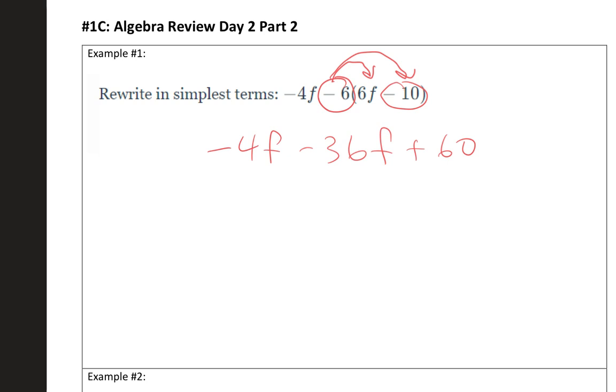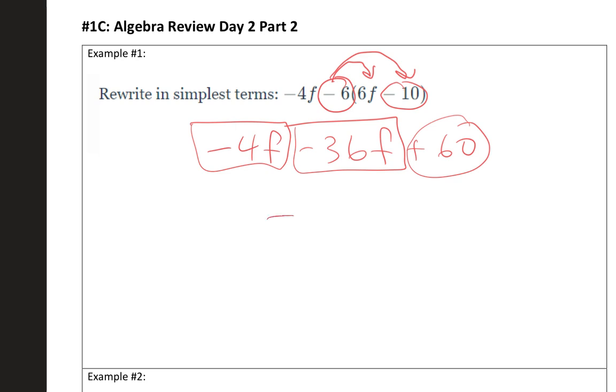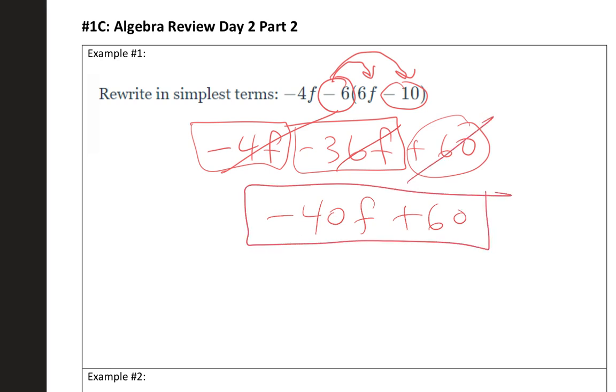Okay, so now we keep going. We see if we have like terms, right? We have a -4f there and a -36f, and then this is just a number, so that can't be boxed. So let's put both of these together. -4 plus -36 gives us -40f, right? Plus 60. So now that we've addressed everything, we are done.